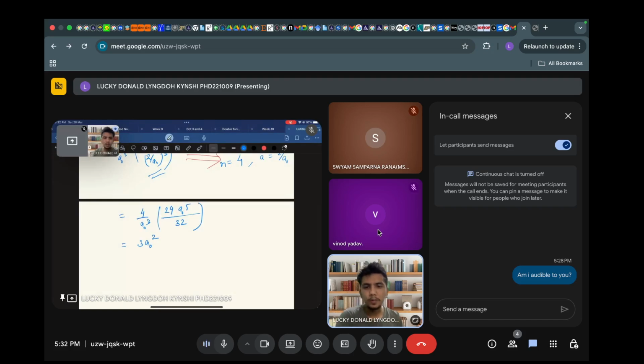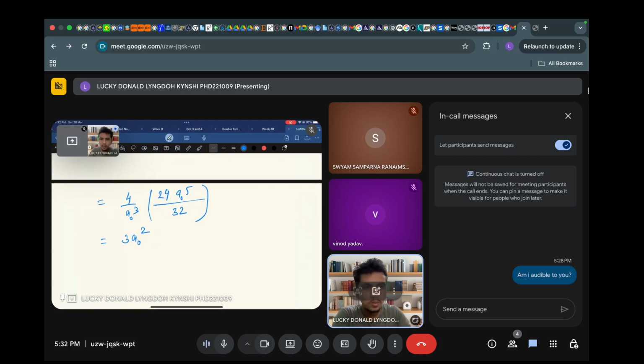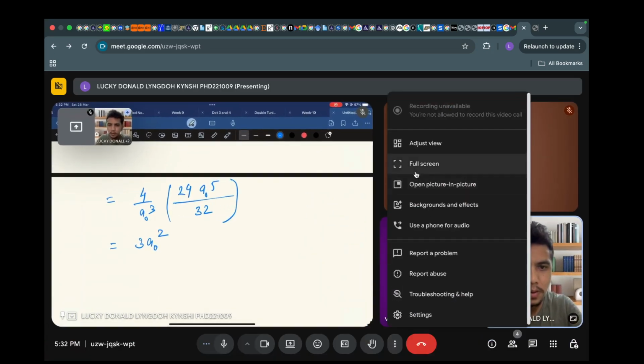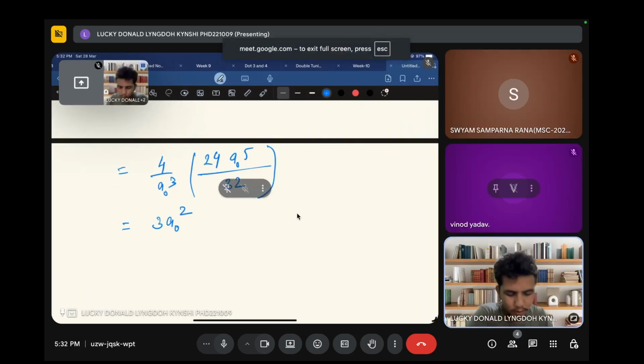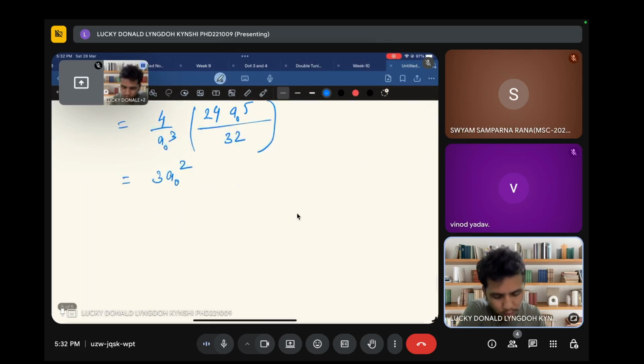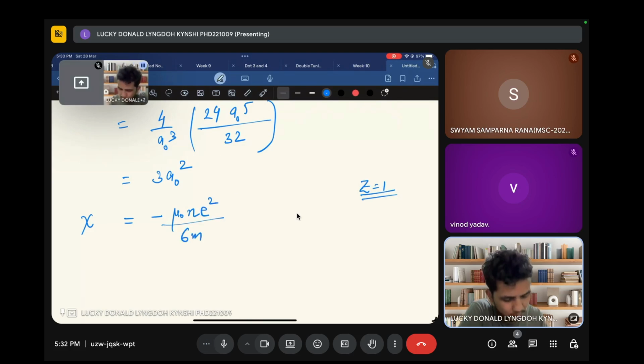So now you know your average, or your expectation value, of r square, and you can substitute directly into the main equation: psi equal to minus of mu naught n. Z is already equal to 1. Remember, Z is for hydrogen atom, atomic number Z is equal to 1, so you don't need to bother. E is equal to e square divided by 6m, and what is the value of r square? 3 a naught square.